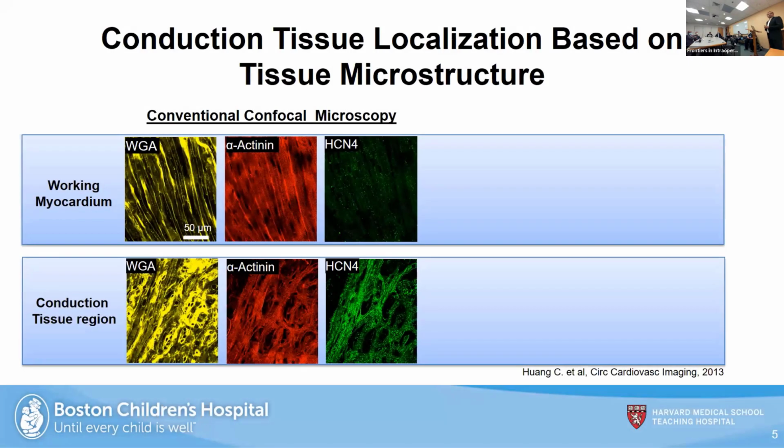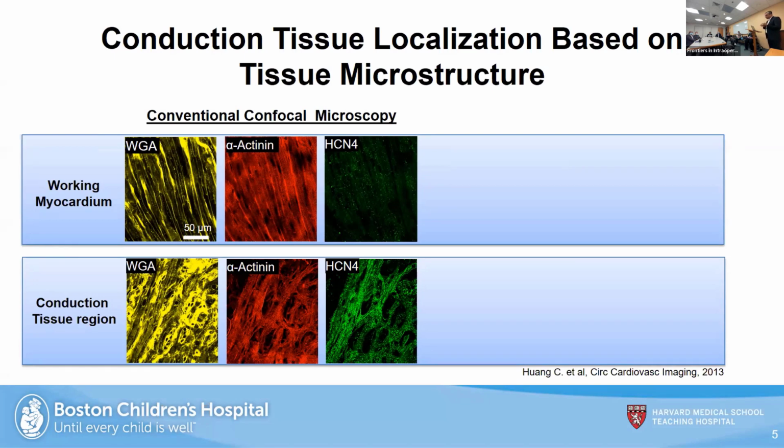Most of this work is based on tissue microstructure studies, based on a study reporting tissue microstructure differences in immunohistochemical studies performed on cardiac tissues in the nodal and non-nodal or working myocardial regions in mouse heart. In this specific study, the tissues from the nodal and non-nodal regions were first stained with WGA, which is wheat germ agglutinin.